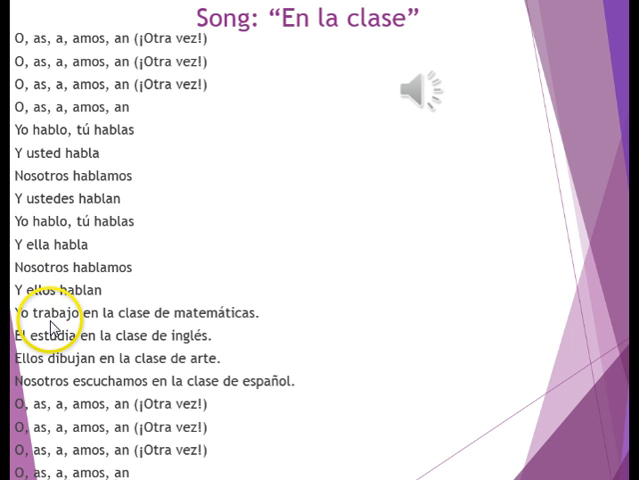Yo trabajo en la clase de matemáticas. I work in the class of mathematics. Él estudia en la clase de inglés. He studies in the class of English. Ellos dibujan en la clase de arte. They draw in the class of art. Nosotros escuchamos en la clase de español. We speak in the class of Spanish.